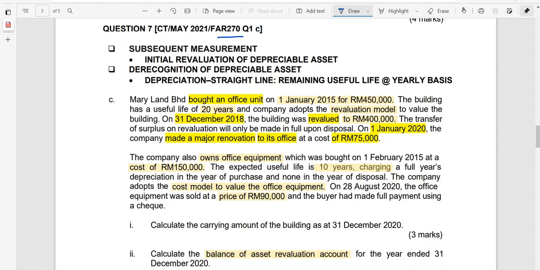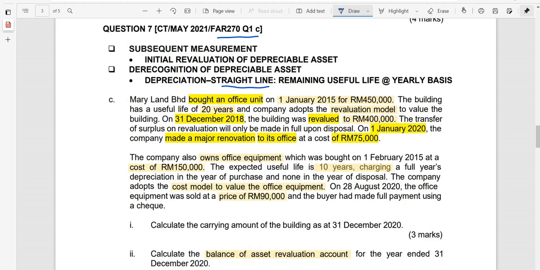FAR270 question 1c. So in this session we are going to look at subsequent measurement, initial revaluation of a depreciable asset, and also derecognition of the depreciable asset, which involves depreciation using the straight line method, and we have a yearly basis, and we will be using the estimated and remaining useful life to calculate the depreciation. So let's look at the question now.